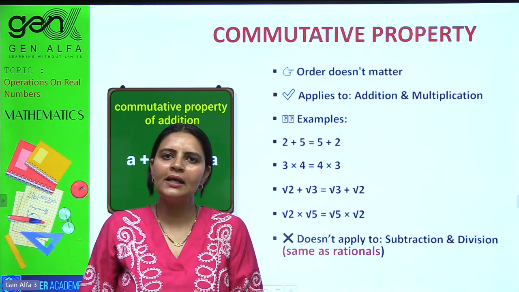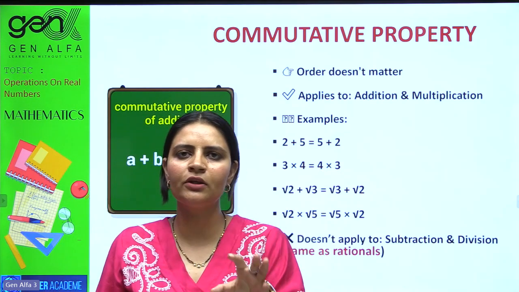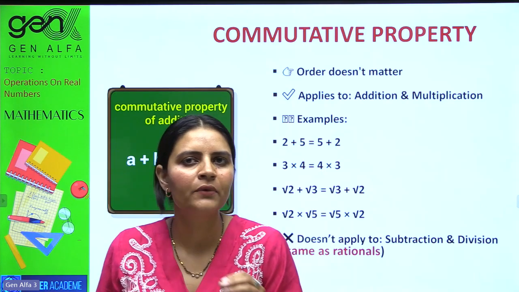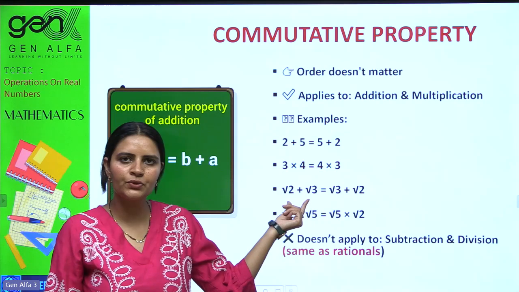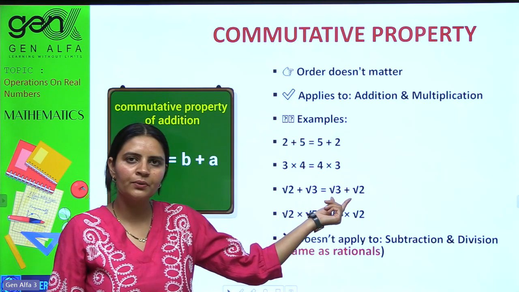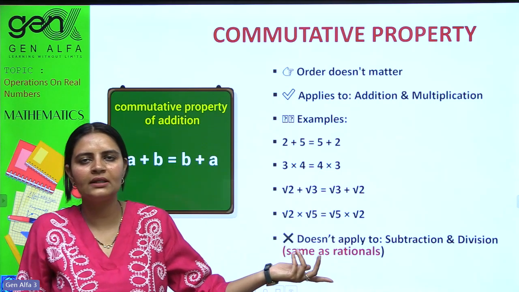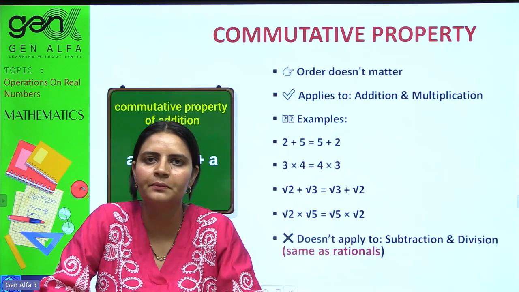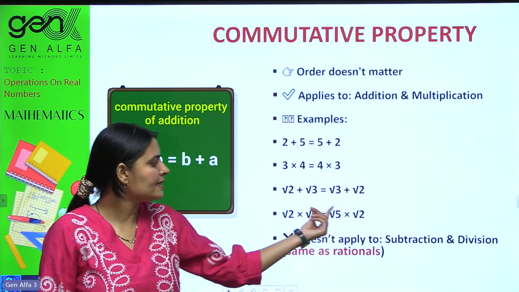What about irrational numbers? I have just told you about rational numbers, 2 plus 3, 3 cross 4. What about irrational numbers? Let's take any irrational numbers. Let's just add them. Under root 2 plus under root 3 would be same as under root 3 plus under root 2, isn't it? Yes, the same process we are following. Whether it is irrational one, whether it is rational one, we are just adding something. We are just multiplying something. The result will be same.